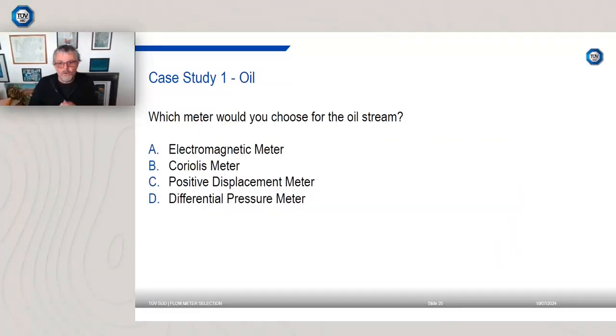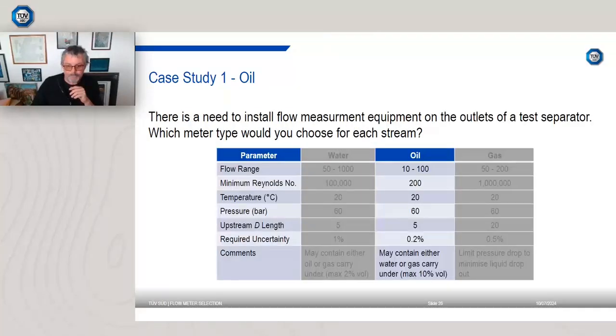So, what will I choose for the oil stream? I've got options of an EMF, a Coriolis, a PD meter, or a differential pressure meter. I've just realised I didn't mention the PD meter in the intro to this. As it turns out, it doesn't get used, so I think we're okay.